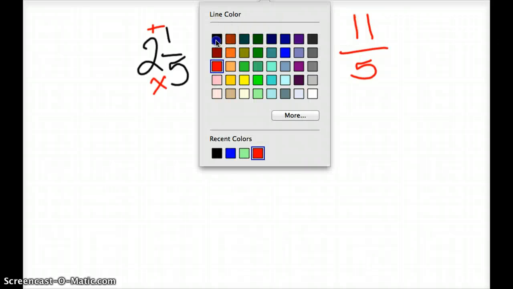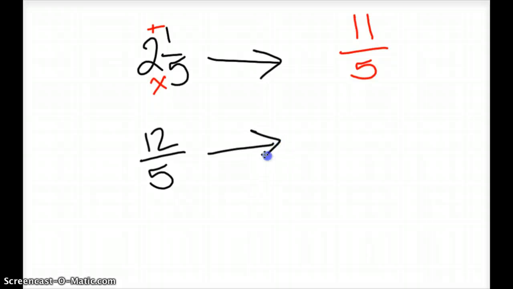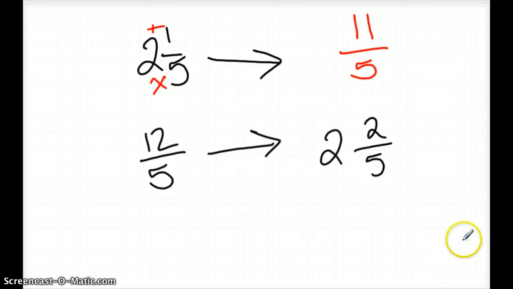Okay. I also learned how to change 12/5 to a mixed number. So I say, how many times does 5 go into 12? That's 2 times. 5 times 2 is 10. 12 minus 10 is 2/5. Okay, so I learned how to go back and forth between the two. That's what we did yesterday.